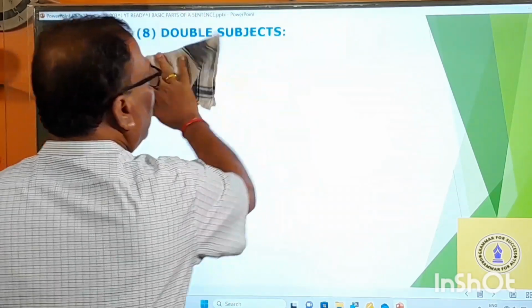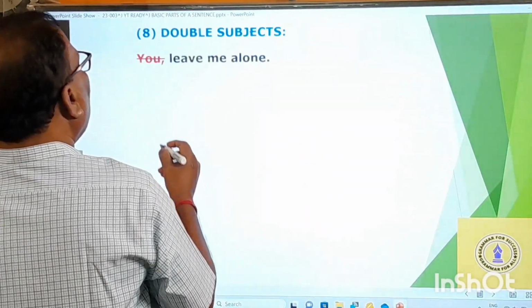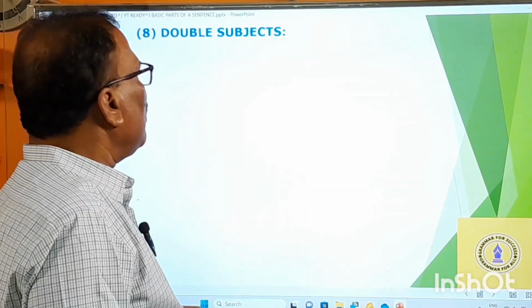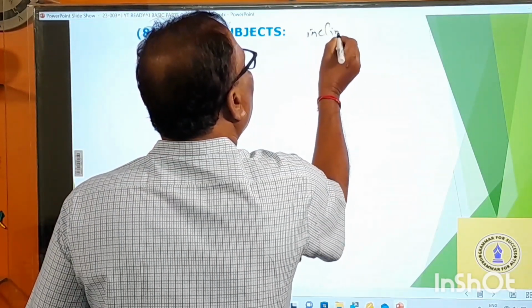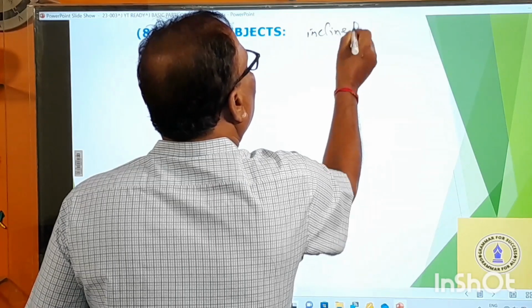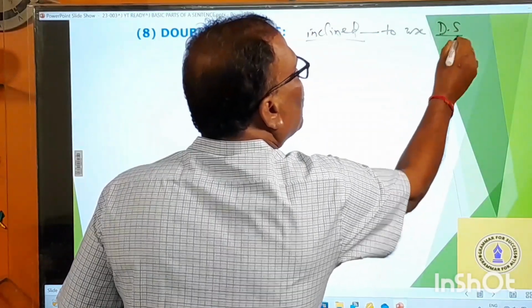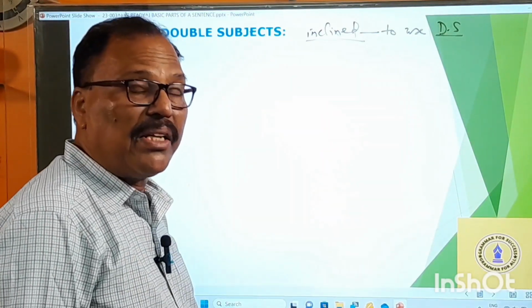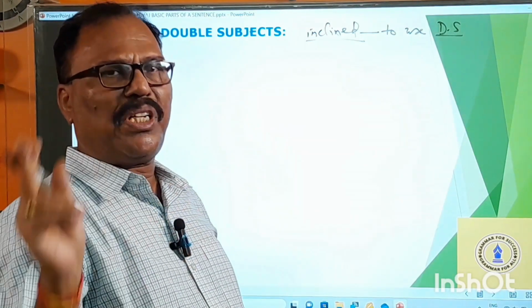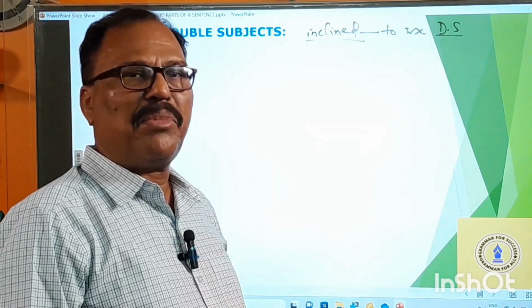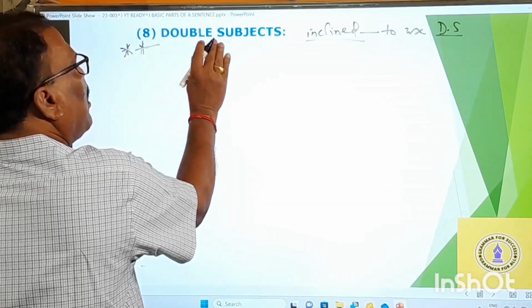Here the double subjects are there. What are the double subjects? Here you pay attention. Sometimes the students are inclined, inclined means forced or inclined, to use double subjects, which we should avoid carefully. Double subjects should not be used in a sentence. It becomes a mistake. So keep this important point in your mind.